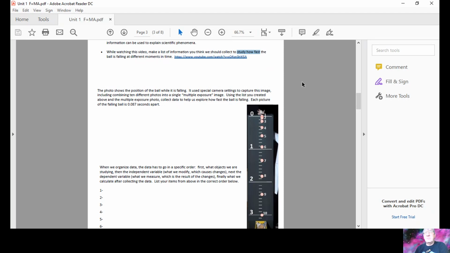Let's think about some other possibilities, and these might or might not be relevant to what we're studying. For example, do we need to record the color of the ball? Does that seem relevant to learning about how fast it's falling and how gravity is acting on it? Does the color really matter? If not, we wouldn't need to write it down.